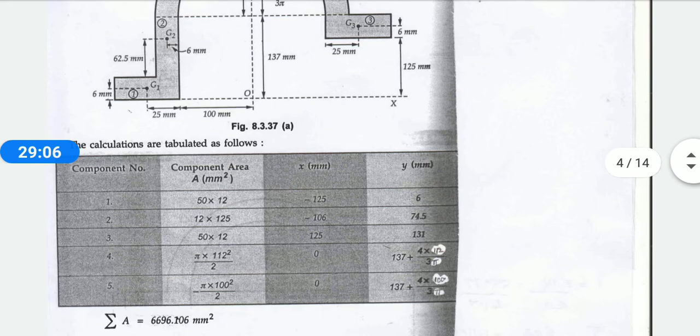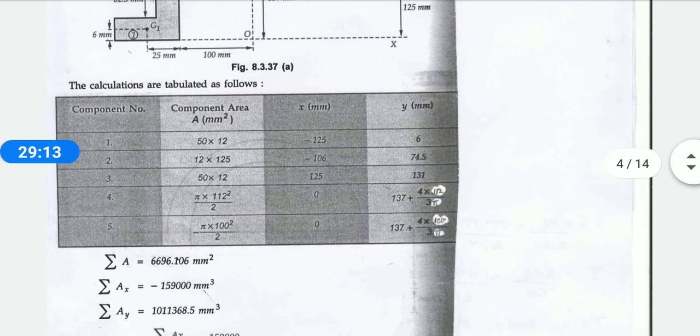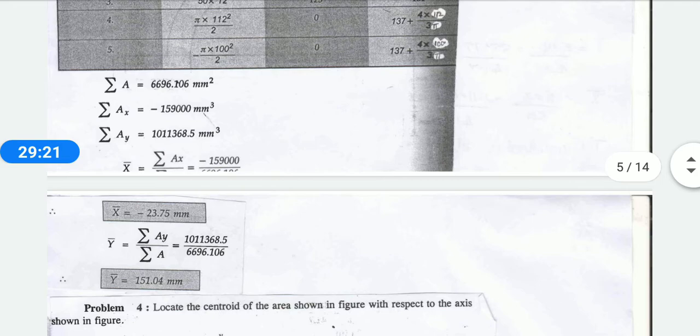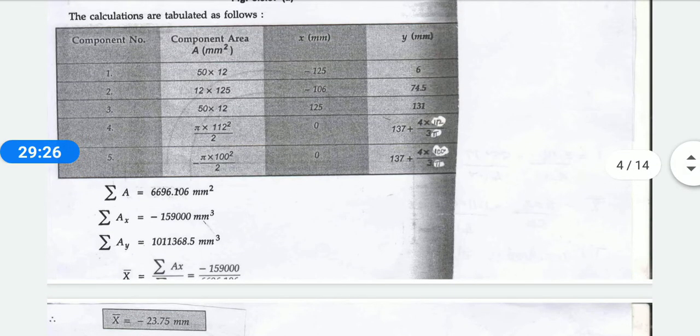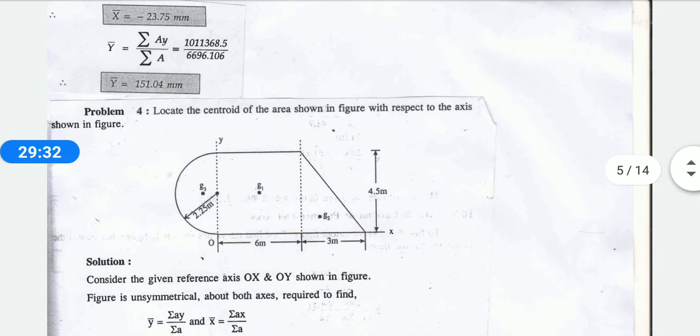So after calculating this, you have to calculate the AX and AY. After getting those, you have to add up the whole table and find the summation of A, summation of AX and summation of AY. Put it in the formula and find your X and Y coordinates for the centroid of this diagram. This is another model. Now we'll go to some more complex things.